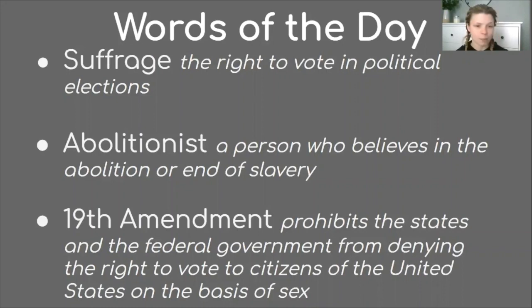The 19th Amendment prohibits the states and the federal government from denying the right to vote to citizens of the United States on the basis of sex. Remember that an amendment is a change or addition to the Constitution. What makes it the 19th Amendment is that it comes after the 18th, and you don't have to be good at math to understand that. So basically, this is the amendment that is going to grant women suffrage, all right?